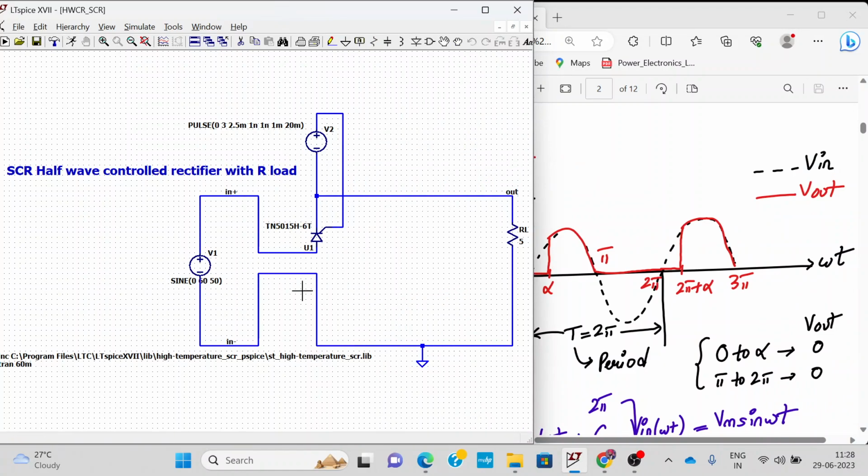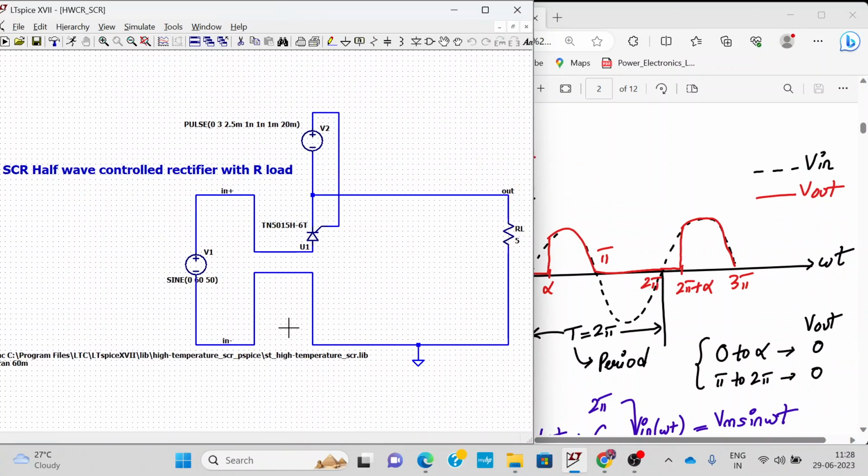So let's describe this. We have applied an input RMS value of V in of around 60, the supply frequency is 50, and we have taken an SCR. We have applied the gate trigger, and the RL value is 5 ohms. So let's simulate this circuit.